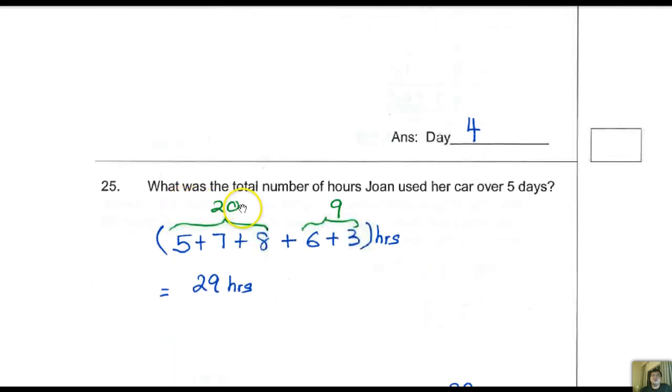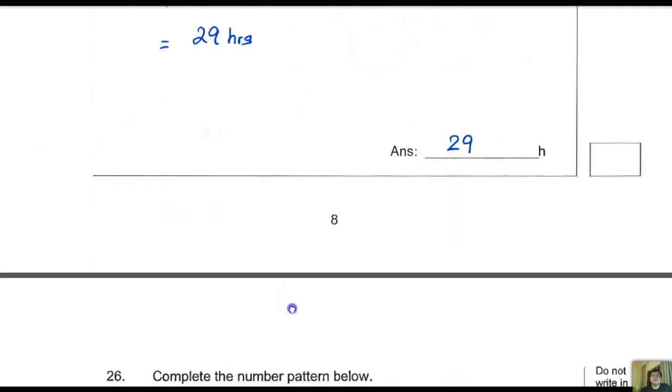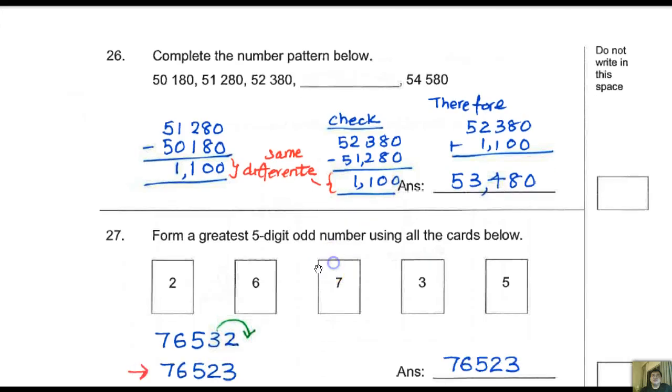Next, what was the total number of hours Joan used the car over 5 days? Add up all the hours together. Alright, it is 29 hours. Let's carry on. Now complete the number pattern below.